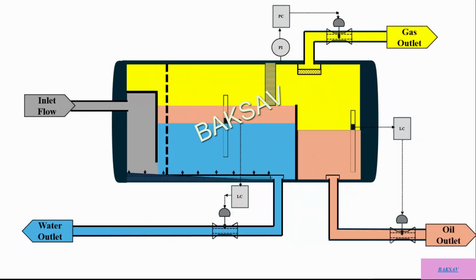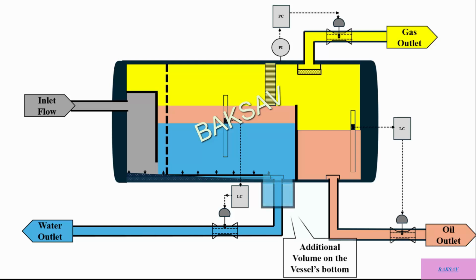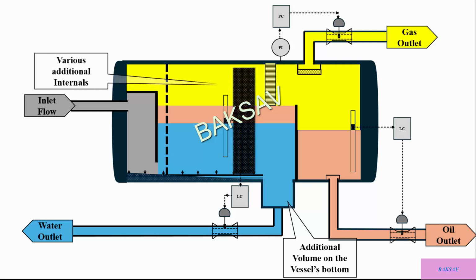This is a very typical description of the oil-gas-water separation process in a three-phase separator. Depending on the requirements applied to the level of oil, gas and water separation, some additional equipment can be added to separators. For instance, additional volume can be installed at the separator's bottom, or other internals can be added to achieve better separation of oil, gas and water. All of those are matters of engineering design that is carried out depending on the separator operator's requirements.